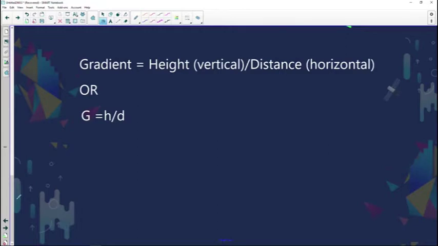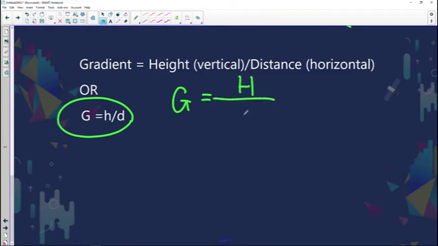Now, I'm quickly going to give you an example regarding gradient and how one goes about calculating it. First of all, there's your definition, the formula: the gradient equals the height over the distance. Now, just a tip. How do we express distance with altitude?